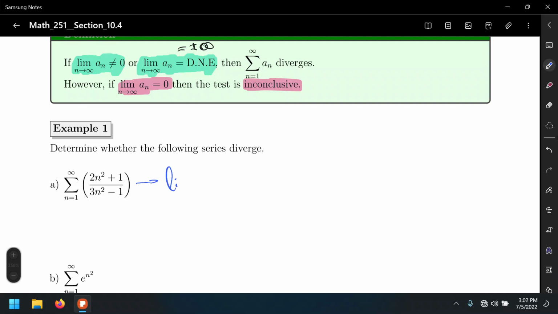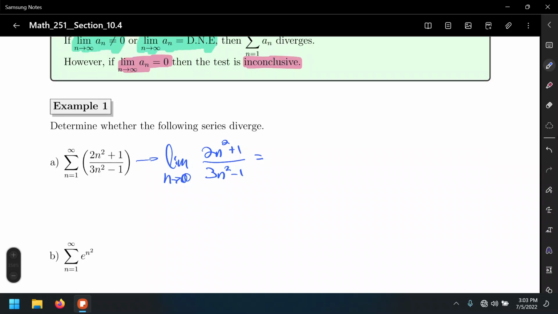So, limit as n approaches infinity of 2n squared plus 1 over 3n squared minus 1. Let's compute the limit. What's the value of that limit? Notice it's an infinite limit with polynomial over polynomial, same degree in numerator and denominator. 2/3.